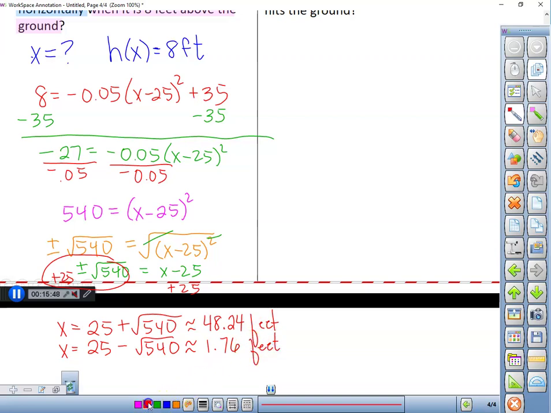So what you have to realize is it also makes sense that there could be two answers like we are getting here, because remember, this baseball was hit up into the air, and we're looking at where it's at 8 feet above the ground. And so it's saying it's 8 feet above the ground twice, because its maximum is somewhere between them. And so it's hitting a height of 8 feet on the way up, and again on the way down.